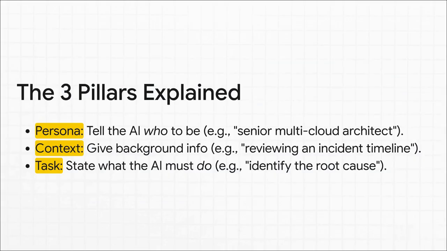So here's how these pieces fit together. The persona sets the expertise. For us, that might be something like, you are a senior multi-cloud architect. The context gives it the why, like we're looking at a production outage timeline. And the task is the specific actionable thing to do, like identify the root cause. Putting these 3 together is how you go from getting just noise to getting a valuable signal.